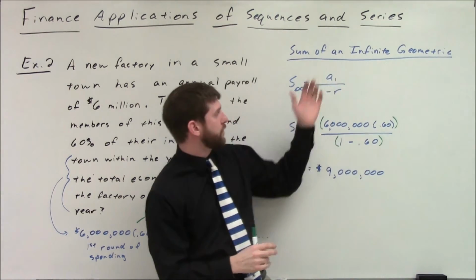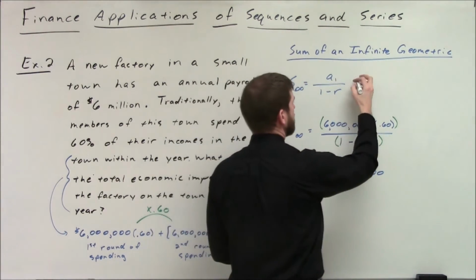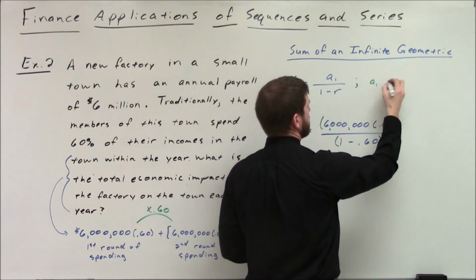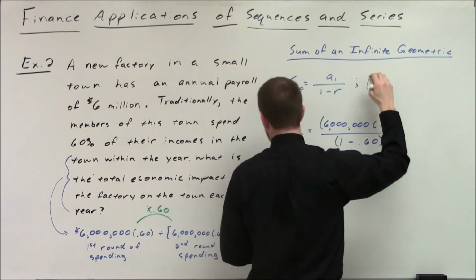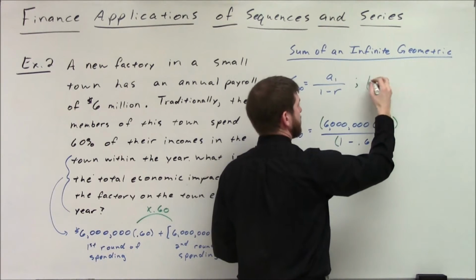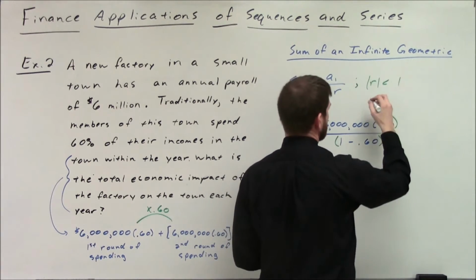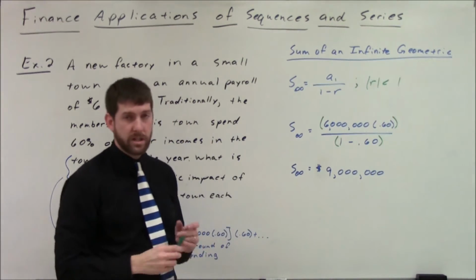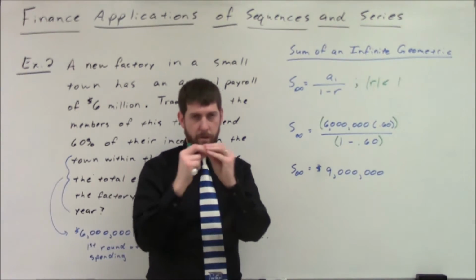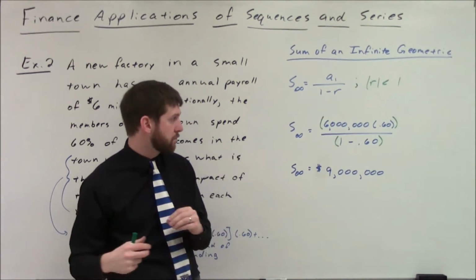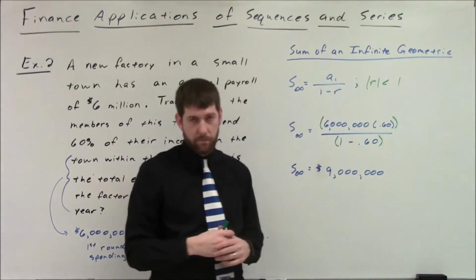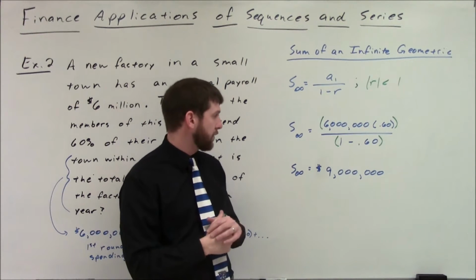Remember, we get to use the infinite geometric sum if the absolute value of r is less than 1, which in this case it is because it's 0.6. So if our values are getting smaller and smaller, geometrically smaller, then we can use this infinite geometric sum, which is what we have.